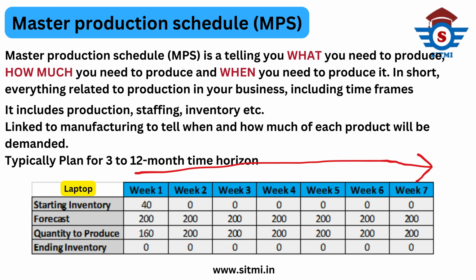So here you can see week 1, week 2, week 3 up to week 7, and we also have starting inventory which is 40 quantity. Now we are planning a master production schedule for a product called laptop. As far as sales forecast is concerned, in each week the requirement is 200 quantity. Now we have to produce the quantity based on the sales forecast.